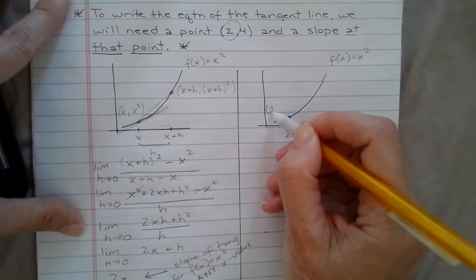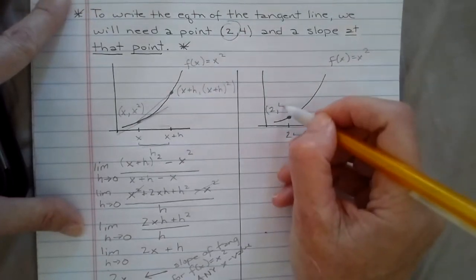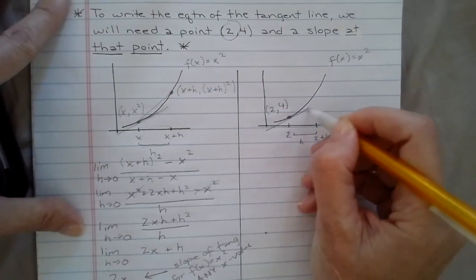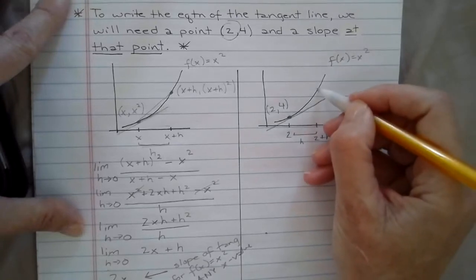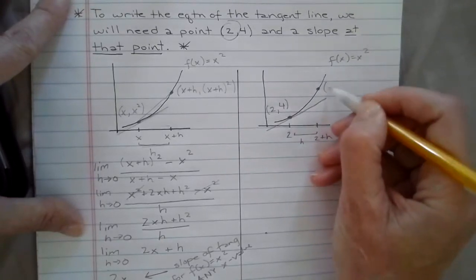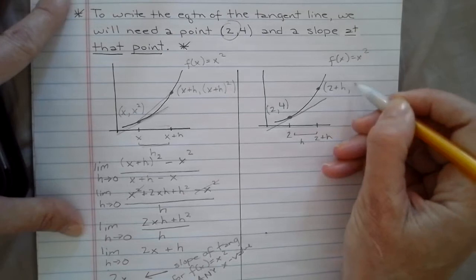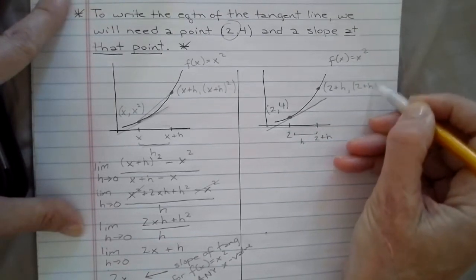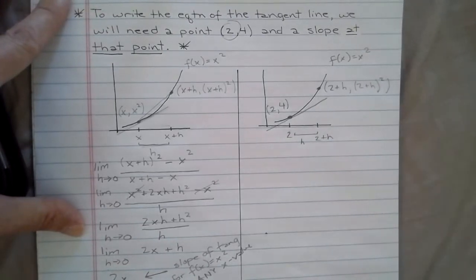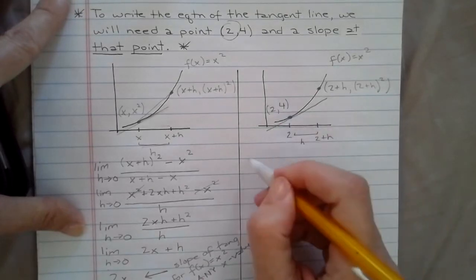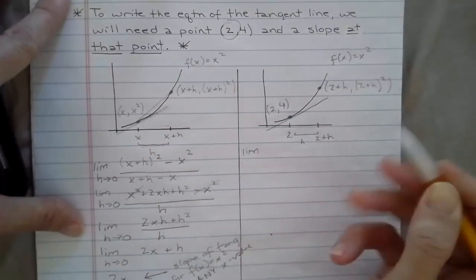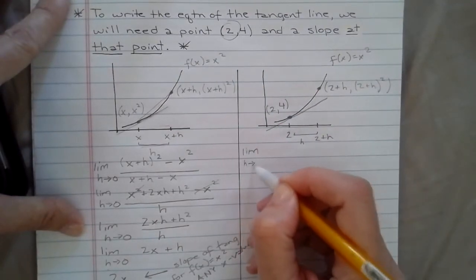We plug in a 2, we get y equals x squared, 4. There's our point. We're looking for the tangent line right there. And then this point would be the point 2 plus h, and then whatever I get when I plug 2 plus h in to x squared. And we can set up the exact same idea, but for a very specific x right off the bat.